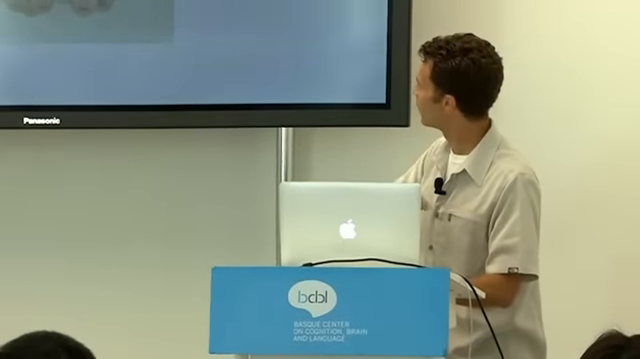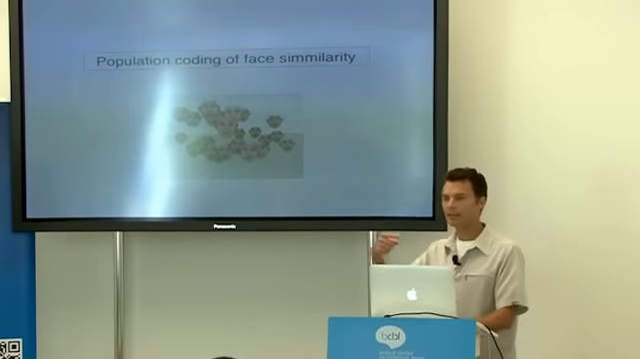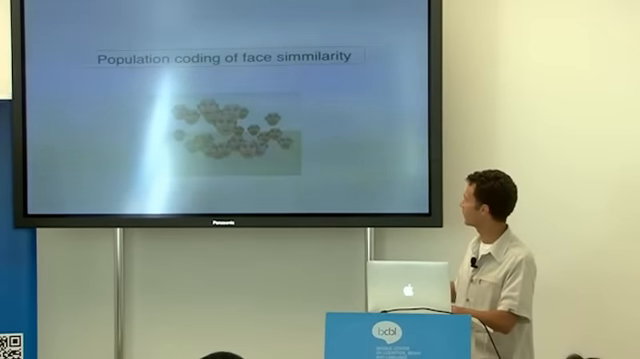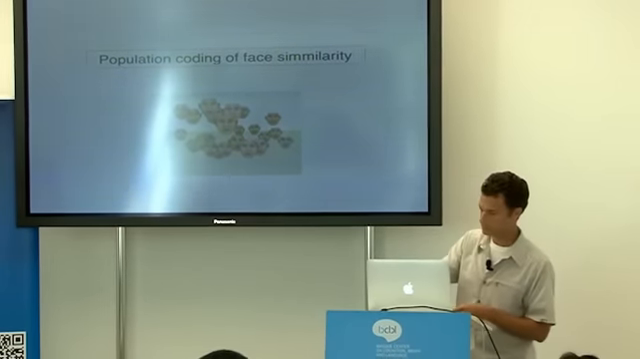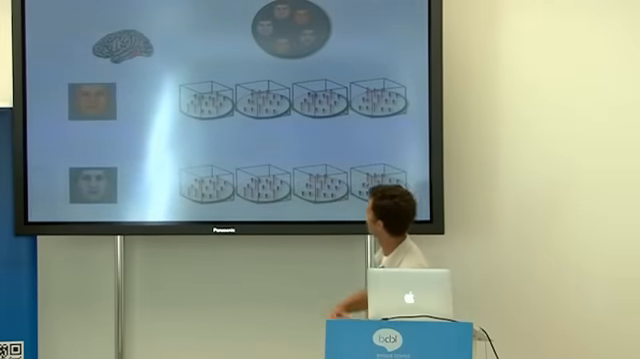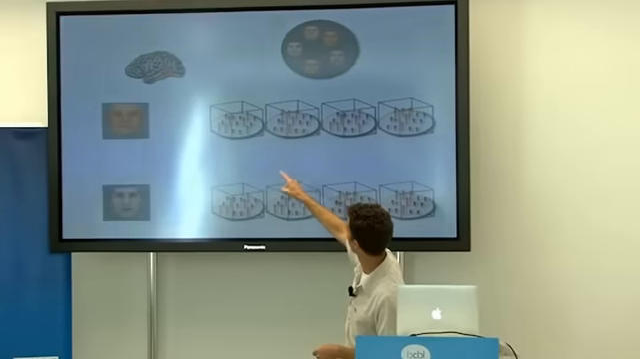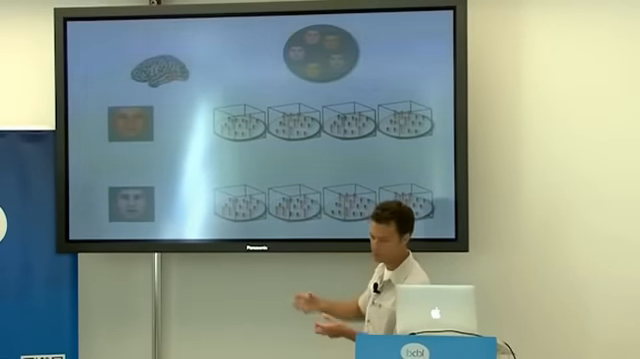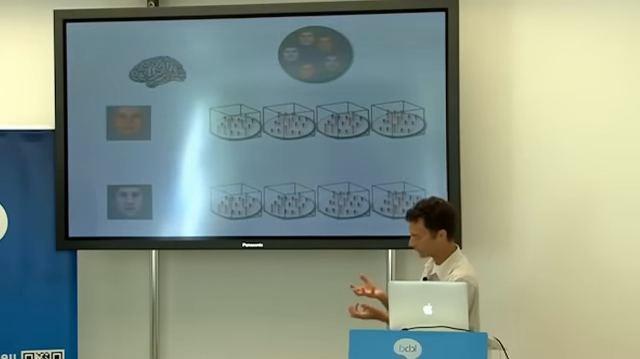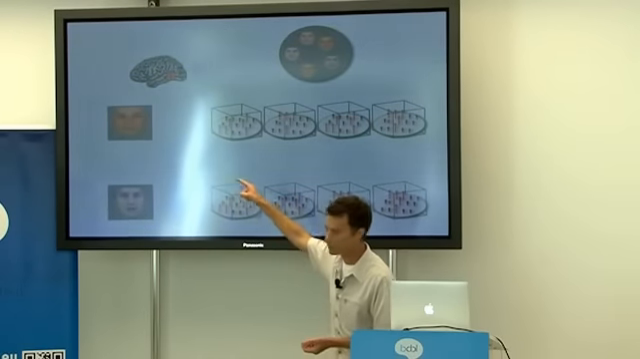So, population coding of face similarity. Let me show you an experiment that does the same kind of thing, not with colors, but with faces. The basic idea is that within a portion of the ventral cortex, there might be a population of neurons that represent the appearance of a face using a population code. So you have a distributed, intermixed set of neurons, and the pattern of their firing represents the appearance of one face or another.